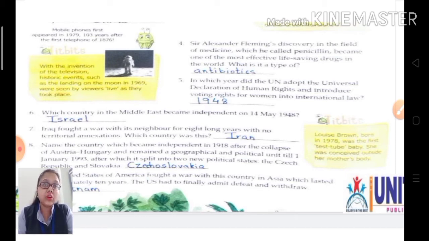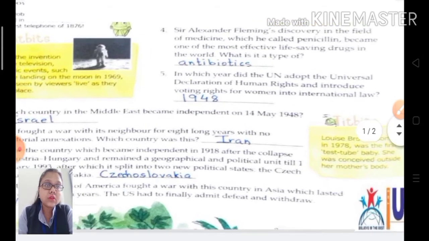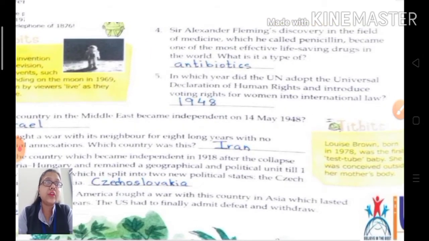Now number five. In which year did the UN adopt the Universal Declaration of Human Rights and introduce voting rights for women into international law? Just like in India there is a constitution, the rules that we follow, Dr. Ambedkar made the constitution. Like this, the UN adopts certain rules, and that rule was known as the Universal Declaration of Human Rights, and it also introduced voting rights for women into international law.